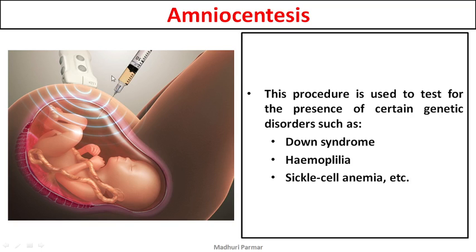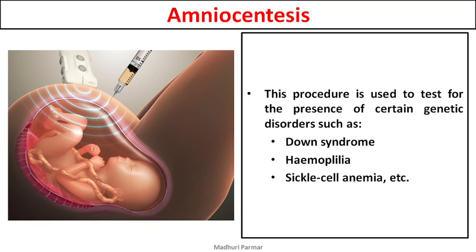Now these cells can be checked for different kinds of genetic problems or genetic disorders, like Down syndrome. If the baby has Down syndrome, that can also be confirmed using amniocentesis. Hemophilia is where clotting factor is absent, which is why the blood will not clot and the child may bleed to death. So in such cases also, hemophilia can be found out.